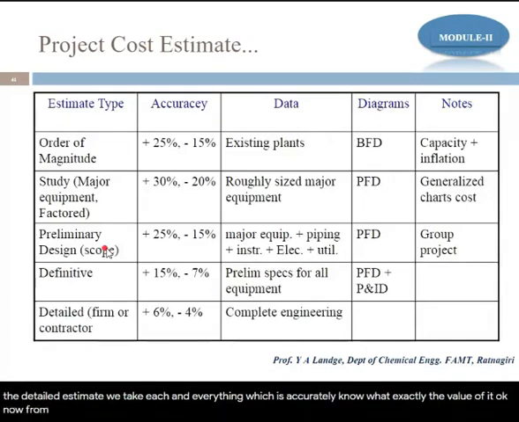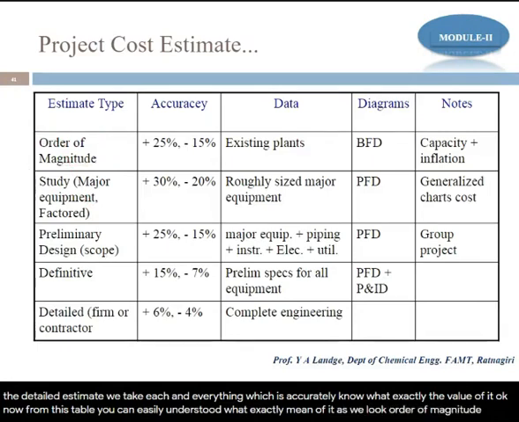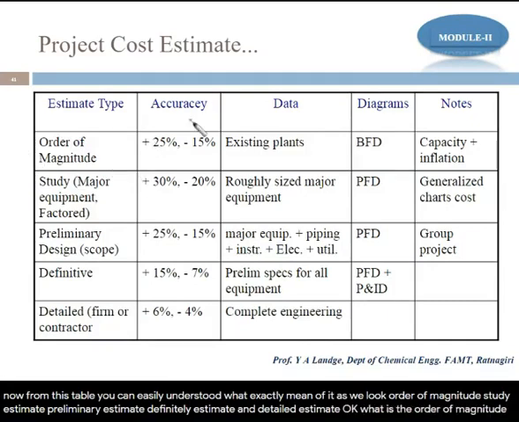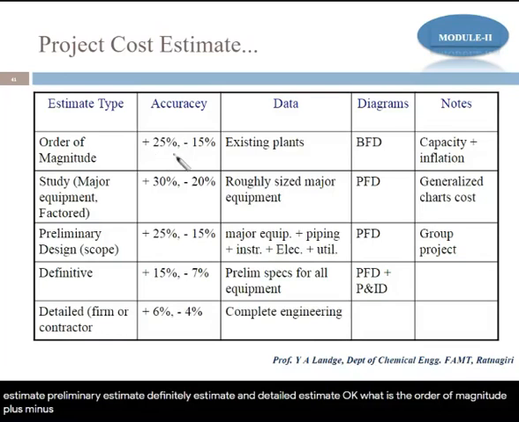Now from this table you can easily understand what exactly it means. As we look, order of magnitude, study estimate, preliminary estimate, definitive estimate, and detail estimate. Okay, these are the types. One is the order of magnitude. You see here, it is mentioned plus 25%, minus 15%.